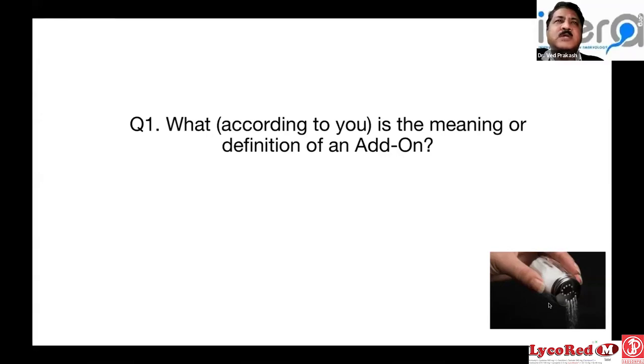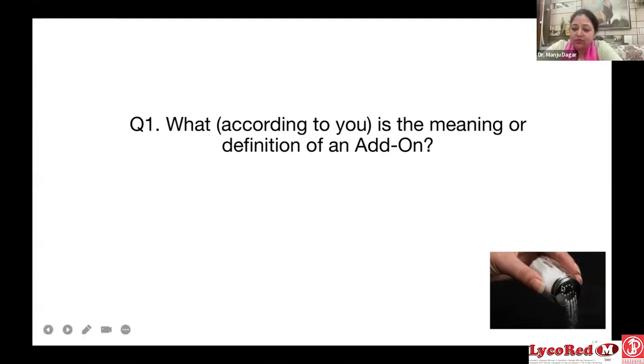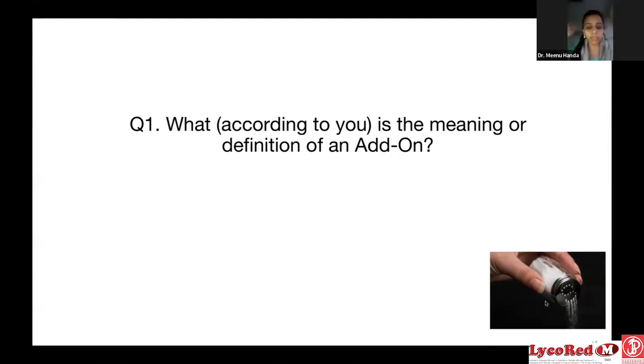Just to add to Hemant's description, an add-on is meant to improve the pregnancy rate, or the live birth rate. Yes, sir, we are not using it routinely. I would also like to add, as a clinician, that an add-on would be something which also decreases our time to pregnancy, and that is equally very, very important.